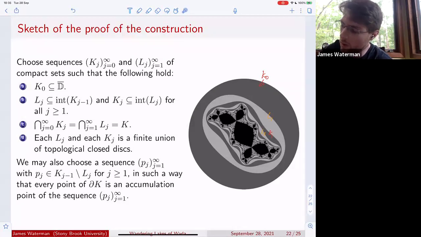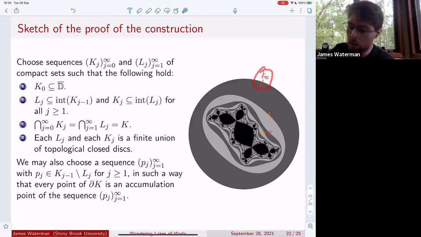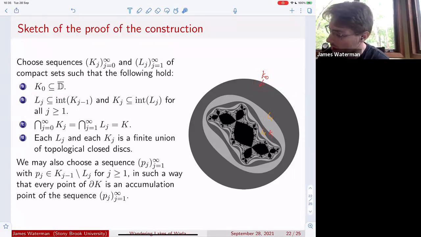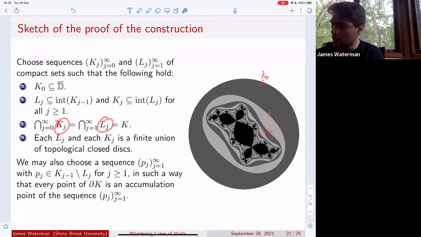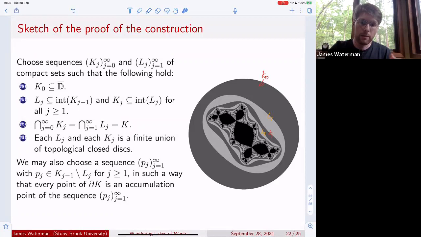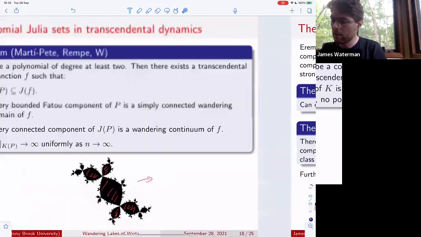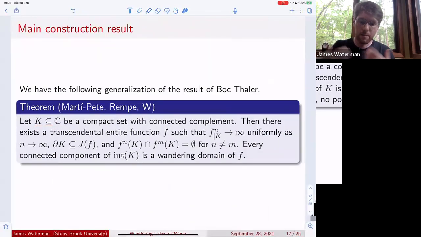So to begin with, we have that K0 is just in a disk, and we nicely have that L J is contained in the interior of K J-1, and that K J is contained in the interior of L J. And we want the nested sequence of these K J's and L J's to nicely have the intersection be this compact set K that we've chosen before. So this compact set, both here and in particular, this favorite compact set that we want to appear.